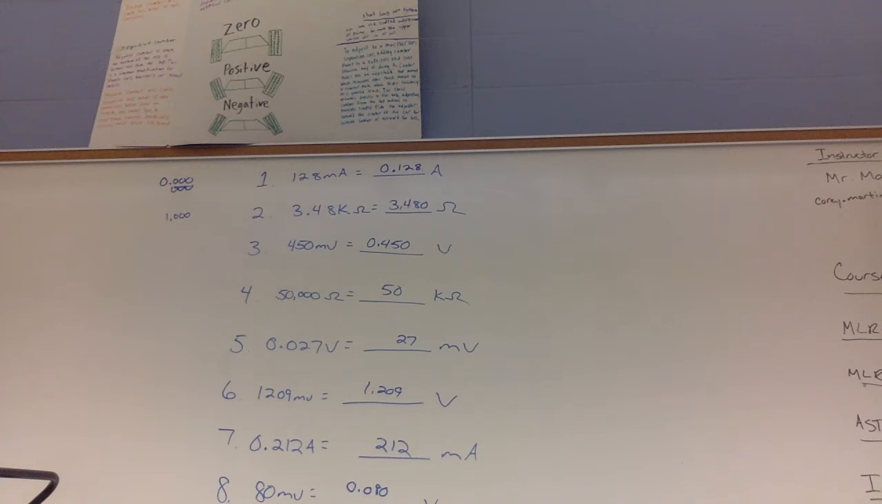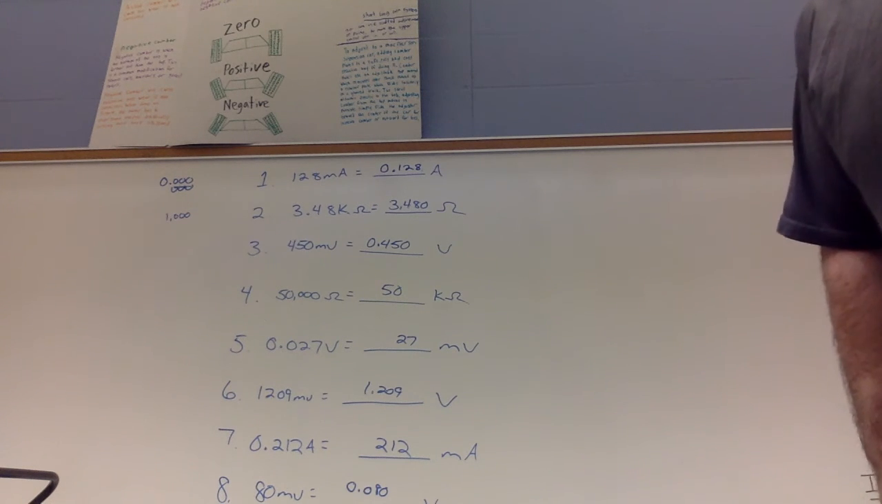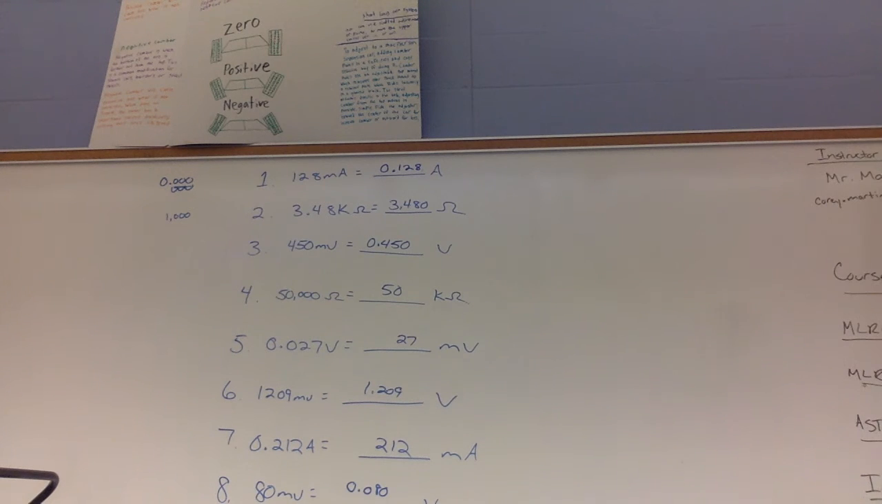So first, look at the dial. Figure out, what are we measuring? Are we measuring ohms? Are we measuring volts? Or are we measuring amps? And then look at the scale that it is on. And then look at your number.